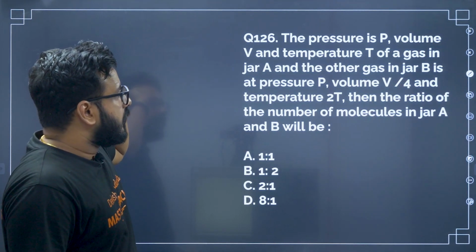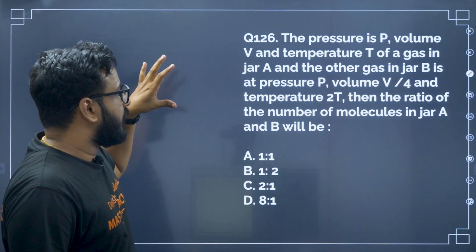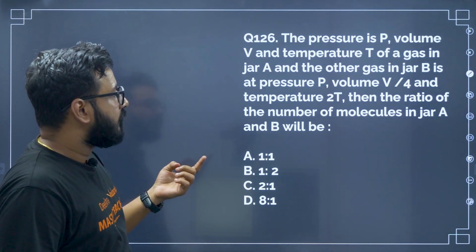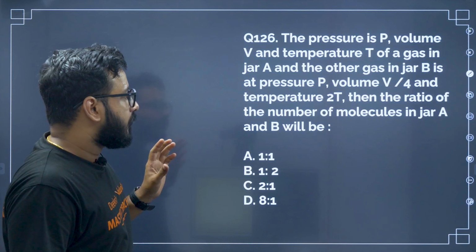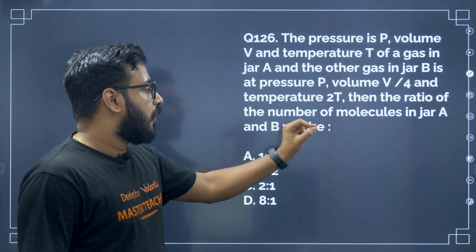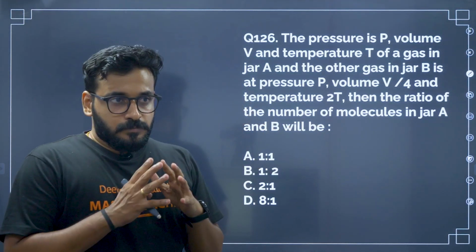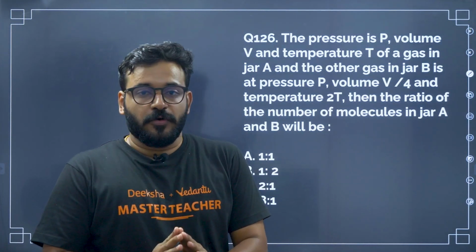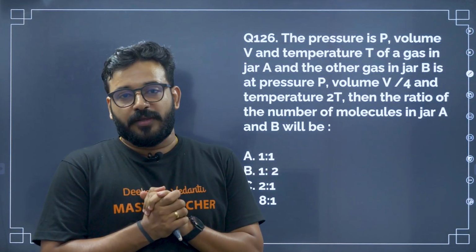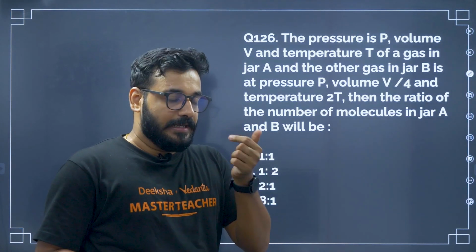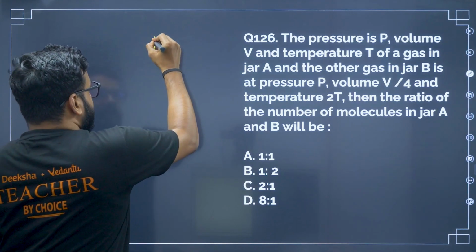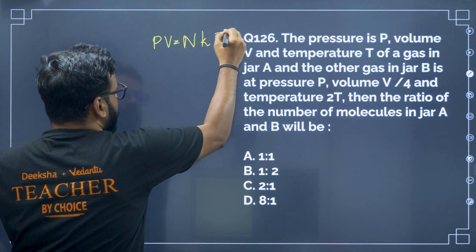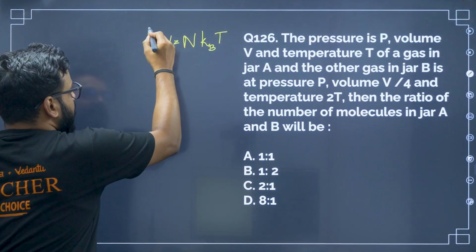The pressure is P, volume V and temperature T of a gas in a jar A, and the other gas in jar B is at pressure P, volume V by 4 and temperature 2T. Then the ratio of the number of molecules in jar A to jar B will be. Obviously, you have to take the ideal gas equation. The ideal gas equation is the perfect recipe for this, but number of molecules? How do you bring the number of molecules into the ideal gas equation? That is brought in by the formula PV is equal to number of molecules into Boltzmann constant into T. So this is the starting point.